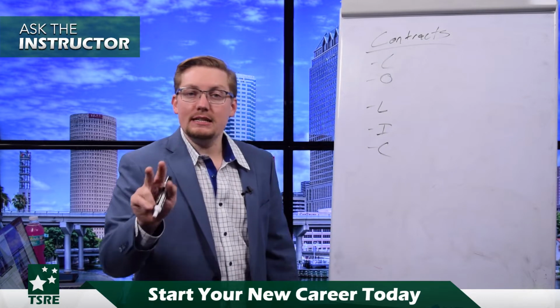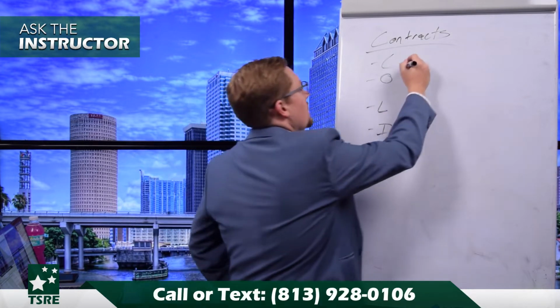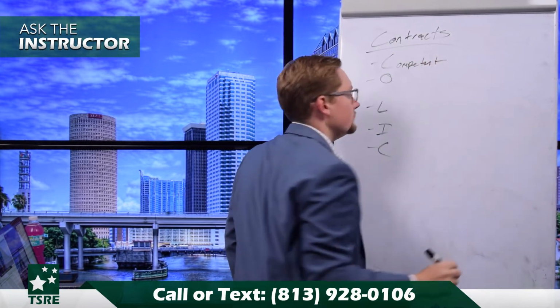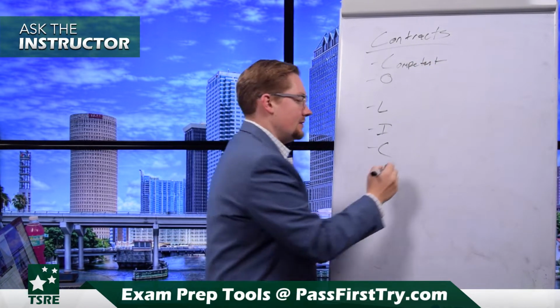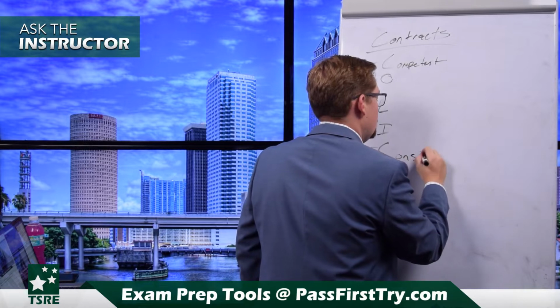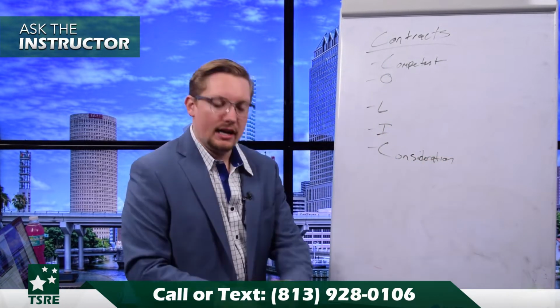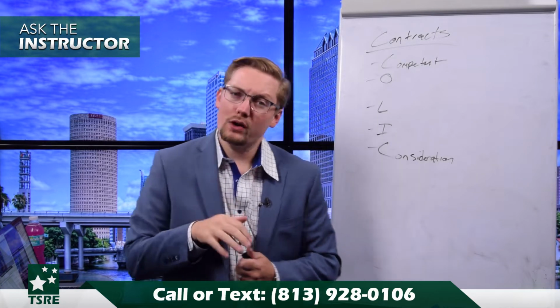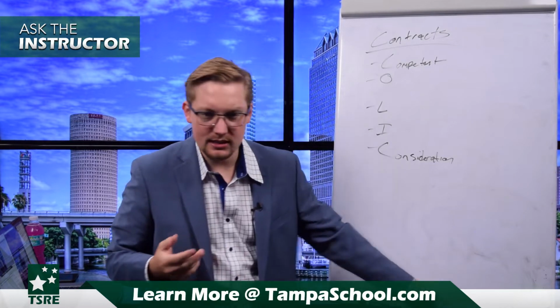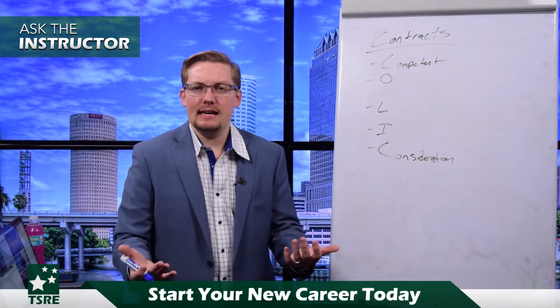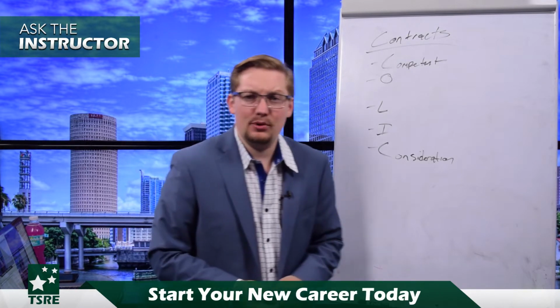So we've got two C's in here. So first one is competent. Competent, and the other C is consideration. Now again, we want to try to get these down to just one word, or really as few words as we can, but it's still simple and understandable, and it's phrases that we know.